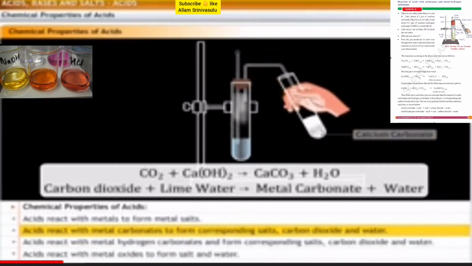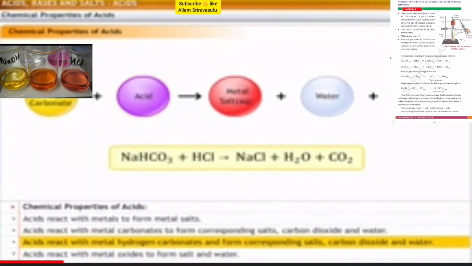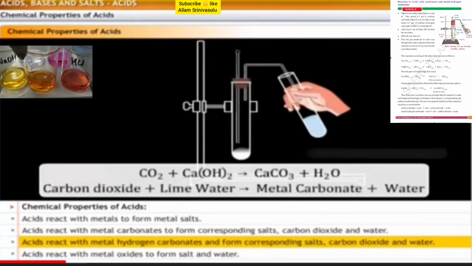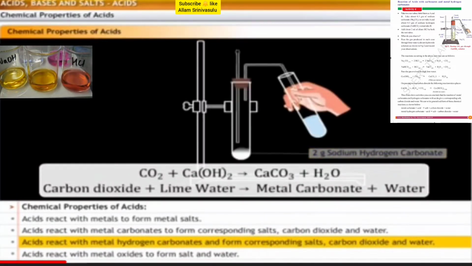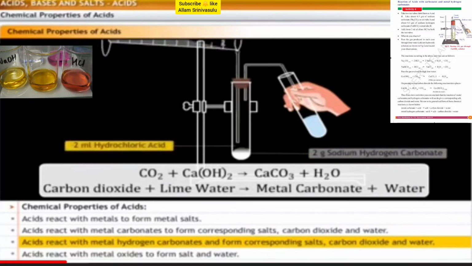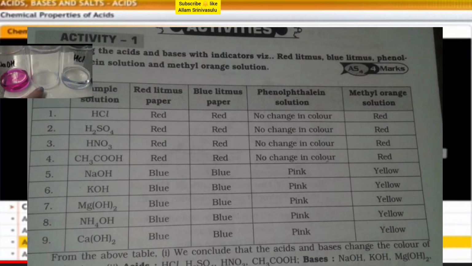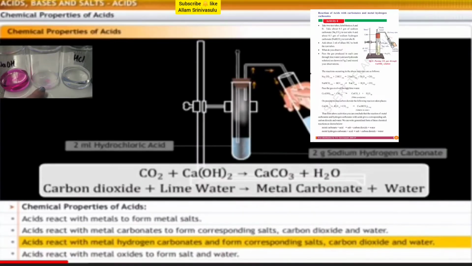Arrange all apparatus as shown in the diagram. Metal carbonate or metal bicarbonate reacts with acid to form salt, water and carbon dioxide. Carbon dioxide reacts with calcium hydroxide, forming calcium carbonate plus water. So carbon dioxide reacts with lime water to form calcium carbonate plus water. If the lime water turns milky white, then we decide that carbon dioxide is evolving.